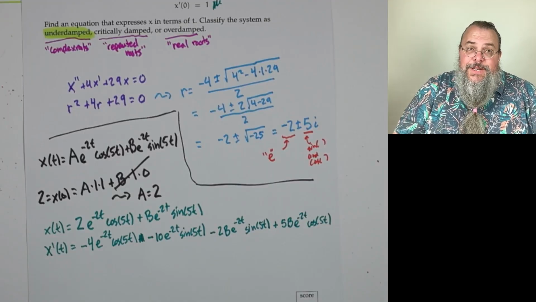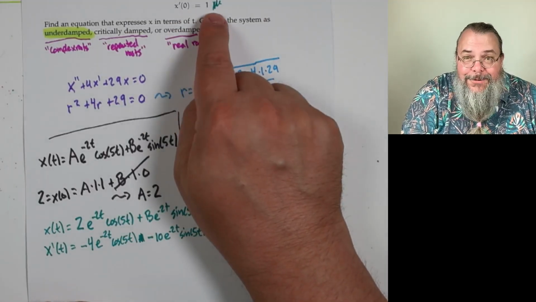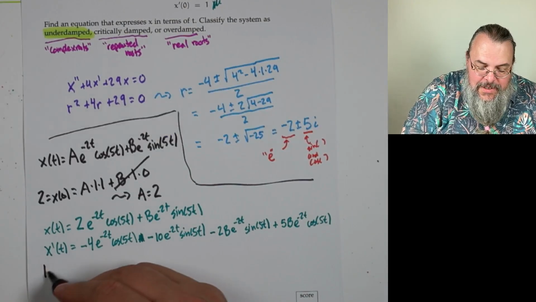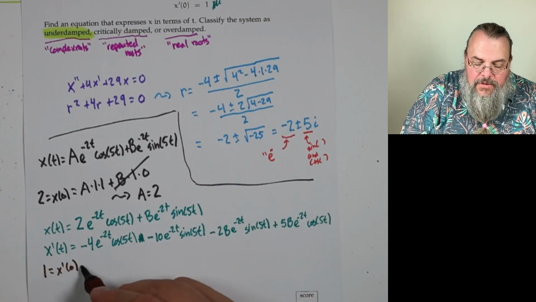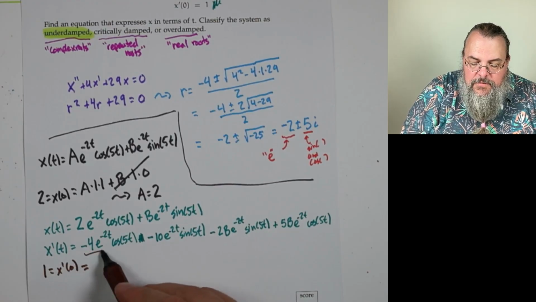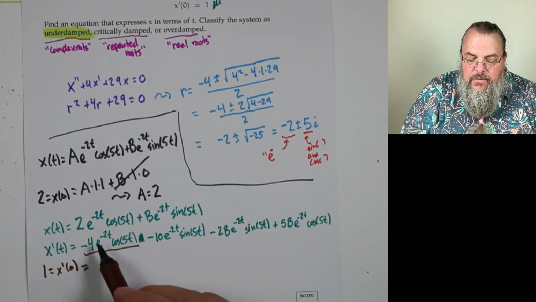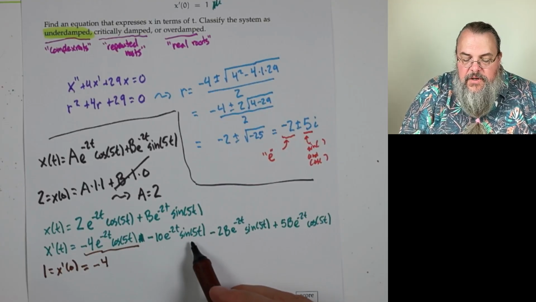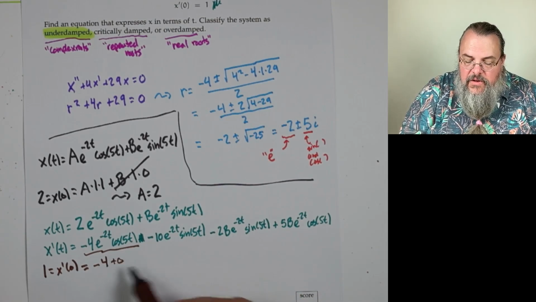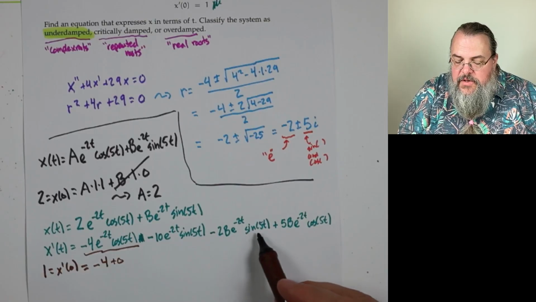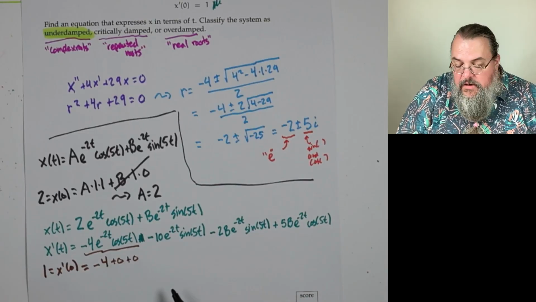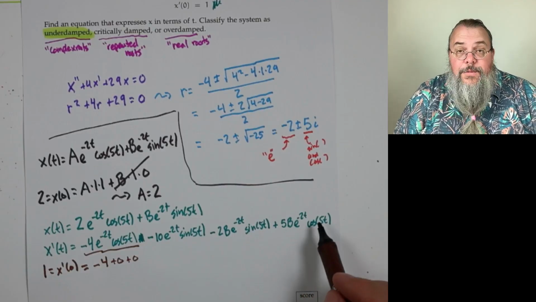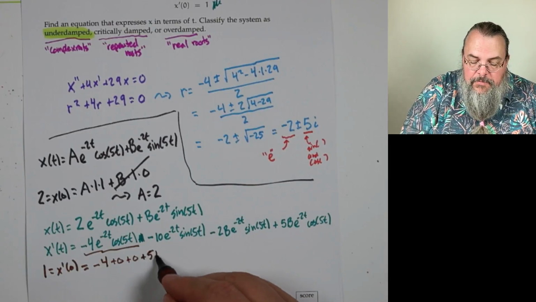Okay, what do we do? We're going to plug in 0 when you get 1 out. So, here we go. 1 equals x prime of 0 equals, well, we're going to get from the first term, right? e to 0 and cosine 0 is 1 and 1, so we get negative 4. And then minus 10 times 1 times 0. So that's a 0. And 2B times 1 times 0. So that's a 0. All right, well, lots of zeros. And here we get a 5B, 1, and a 1. So, okay, so that's a plus 5B.